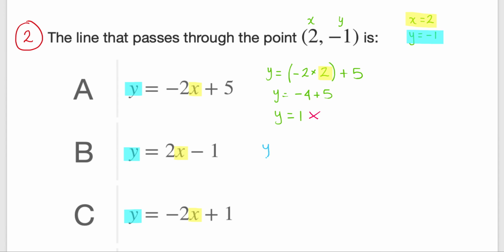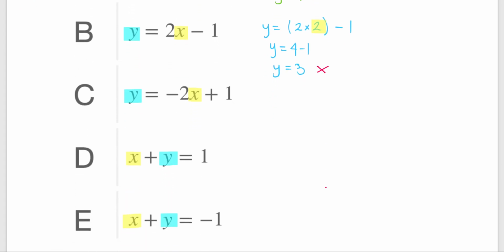Okay, now I'm going to do this one with blue. I'm going to do exactly the same. y equals 2 times 2, take away 1. So this is the number that I'm subbing in, in which rule? In this one. Okay, so y is equal to 4, take away 1, so y is equal to 3. So it's not -1, so this is not the answer either.